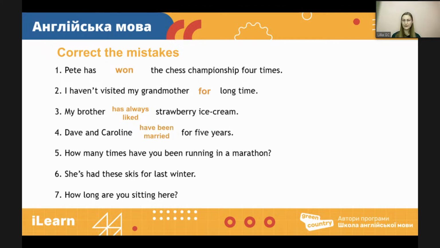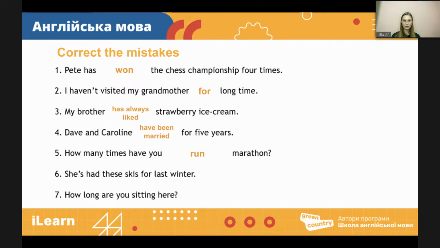Have been married. They are married right now. No focus on how long. But if you mention the duration, 4 or 5 years, it's have been married. Number 5. How many times have you been running a marathon? Have you run, even, the third form, thank you. Have you run a marathon? So we have a result like 3 times, 4 times, and so on. Run, ran, run. We come back to the first form when it's third.